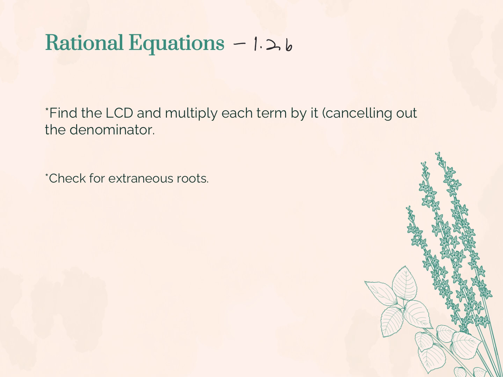You're going to multiply by the least common denominator, cancel it out, and then solve whatever's left over. Then you want to check for any extraneous solutions. Keep in mind you never want 0 on the bottom. That's going to make a solution extraneous. So if I have 1 over x, x cannot equal 0. If I have 1 over x minus 1, then x cannot equal 1, because 1 minus 1 is 0.